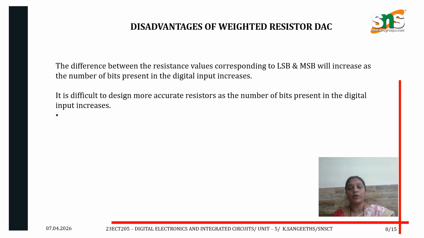So this is the working of the weighted resistor network. The main disadvantage is that for 3 bits we use 2 power 2, that is 4 times the resistor values. If we increase the number of bits, it is very difficult to get the resistor values. It is very difficult to design accurate resistors as the number of bits in the digital input increases. So this is the main disadvantage of the weighted resistor network.